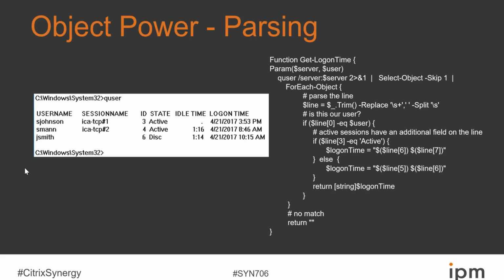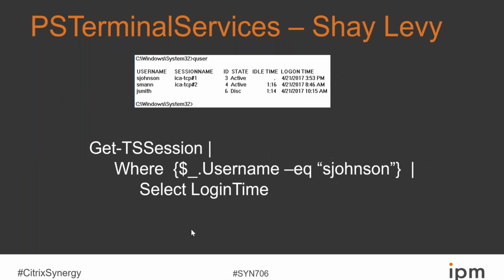And I need to be careful because active sessions and disconnected sessions have a different number of fields on the line. As you can see, the disconnected sessions do not have a session name while active sessions do. So I have to be aware of that. However, using objects makes things much, much easier.